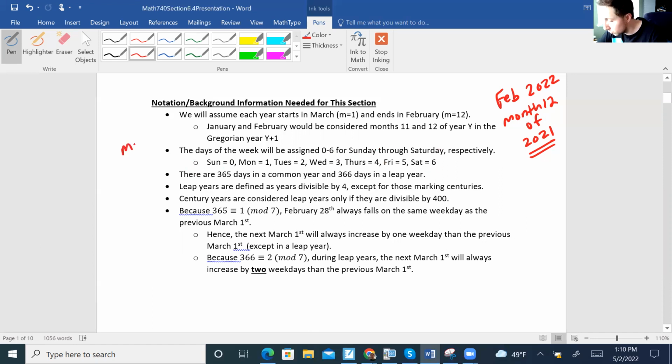This allows us to work modulo 7. We're going to assume there's 365 days in a common year, March 1st being the first day of the year, February 28th being the last day of the year, day 365, and 366 days in a leap year. Leap years are defined as years that are divisible by 4, except for those marking centuries. And any century years will be considered leap years only if they are divisible by 400.